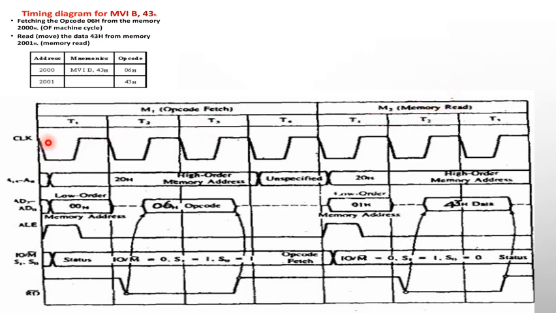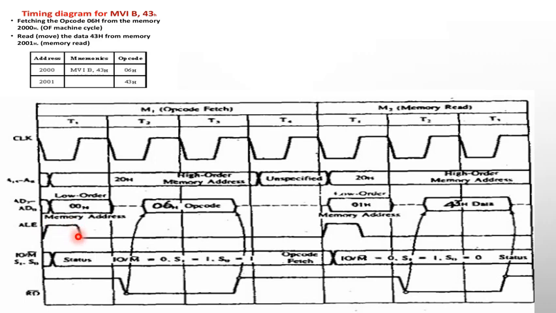So first it has to fetch the opcode. In order to fetch the opcode, it has to first know the address. So in order to know the address, what happens during the first clock cycle? The ALE goes high during the first half of the first clock cycle.